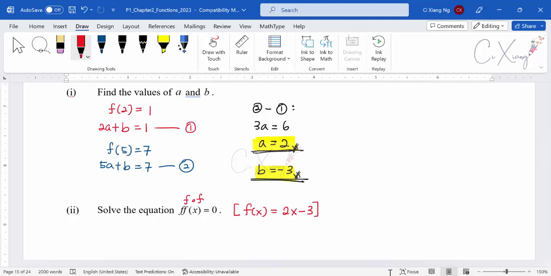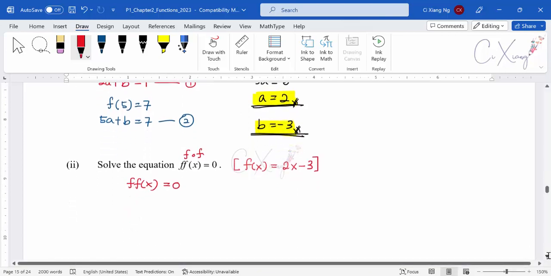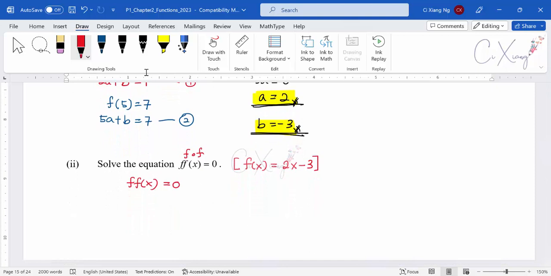Since they give us the information that ff(x) equals 0, it means that now I want to put the function f(x) into the function f. So for the first f here, I just write f, then for the second f(x), I put it in the bracket, where it is actually 2x minus 3, and that equals 0.